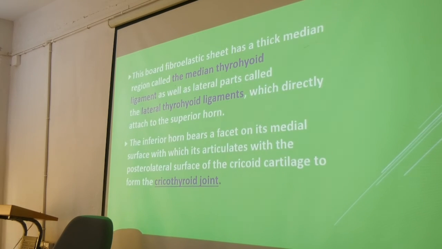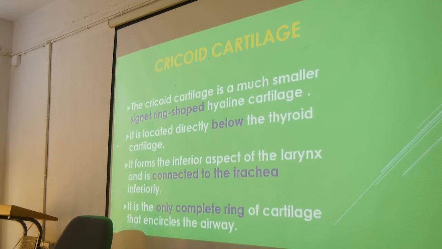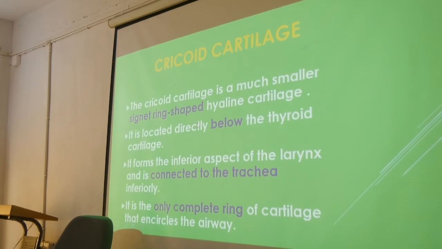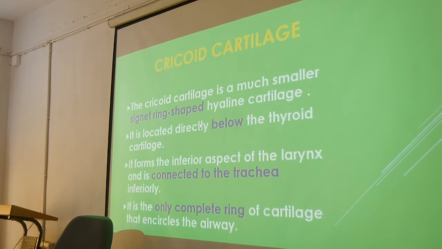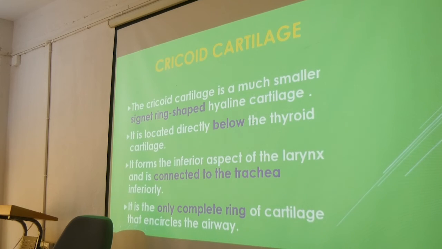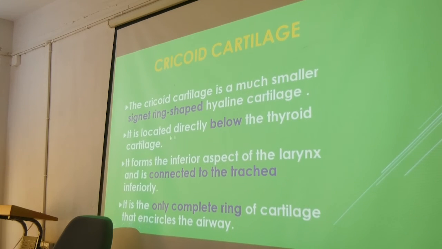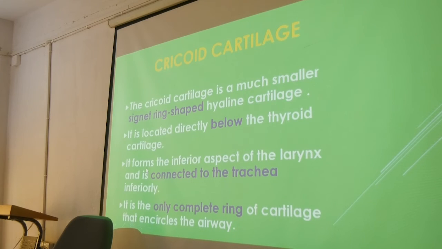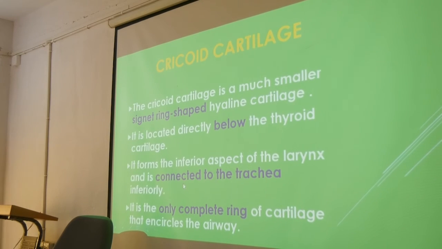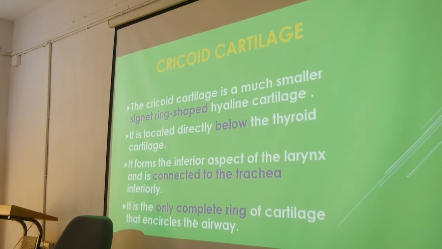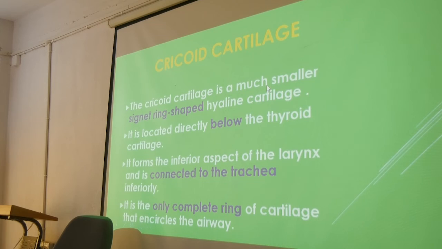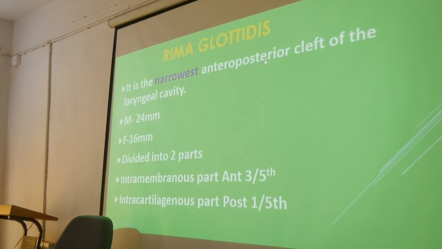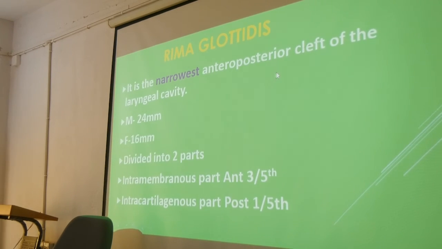Now the cricoid cartilage, it is signet ring shaped. It is the only cartilage in the trachea which is a complete ring, located directly below the thyroid cartilage. It is connected to the trachea inferiorly and it is the only complete ring of the trachea. Cricoid cartilage. Now this may come as a short note.